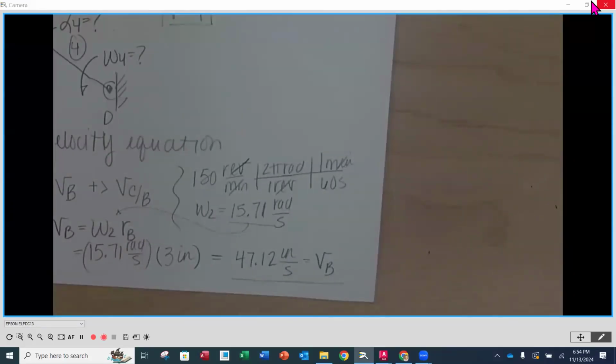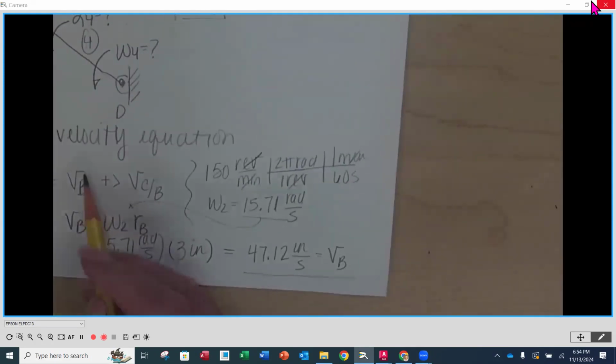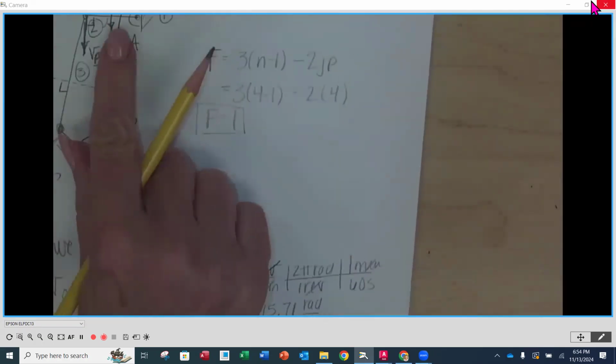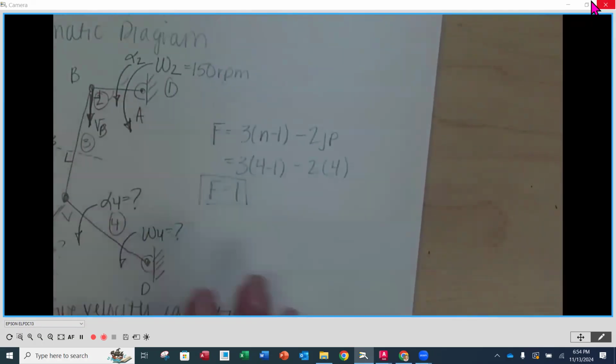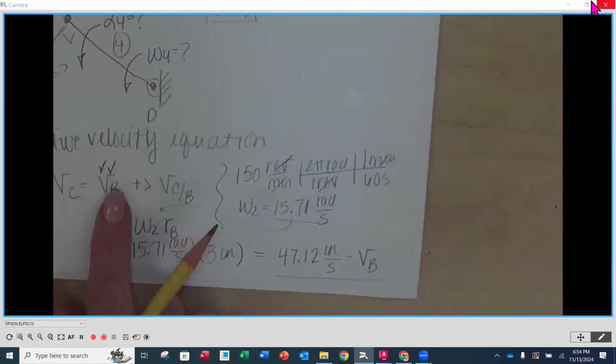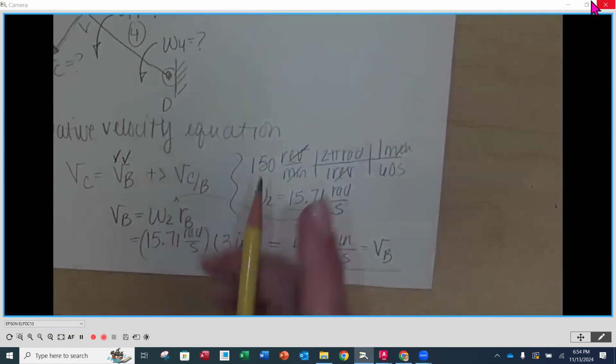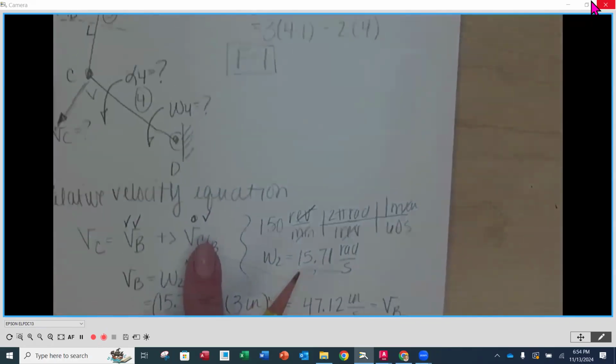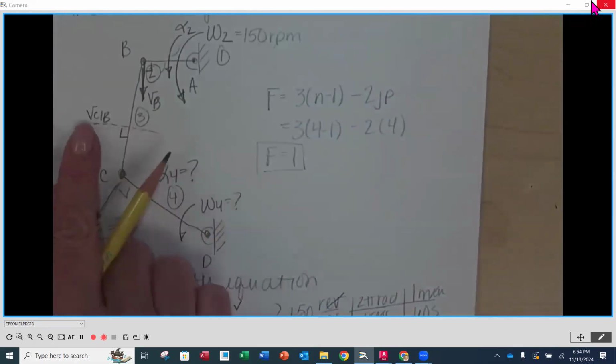Okay. All right, now that we know the magnitude of our velocity of B, that means that we know its magnitude and we know its direction is going to be perpendicular to link number 2, right, in the direction of rotation. So we know both magnitude and direction here. We don't know the magnitude for C relative to B, but we do know that its direction is going to be perpendicular to link number 3.